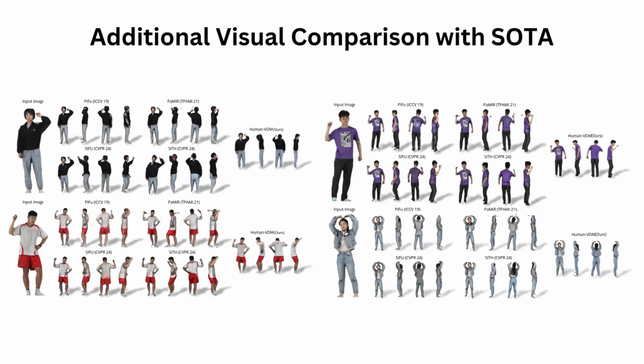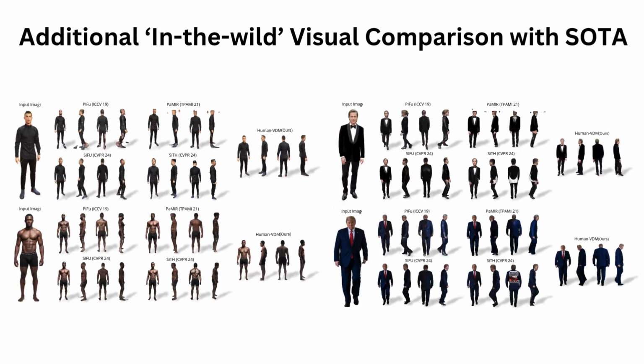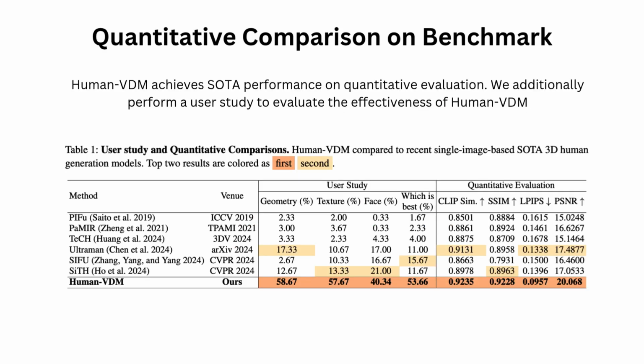Here we present additional visual comparisons, along with another set of in-the-wild testing results and comparisons. In the quantitative evaluation of the T-human dataset, HumanVDM achieves the lowest LPIPS and the highest CLIP score, indicating that the rendered images produced by our method are highly consistent with the input images. Additionally, HumanVDM achieves the highest SSIM and PSNR scores, demonstrating that the rendered images of the generated 3D human are most closely aligned with the ground truth. In addition to quantitative comparison, following previous works, we present a user study to demonstrate the performance of HumanVDM.